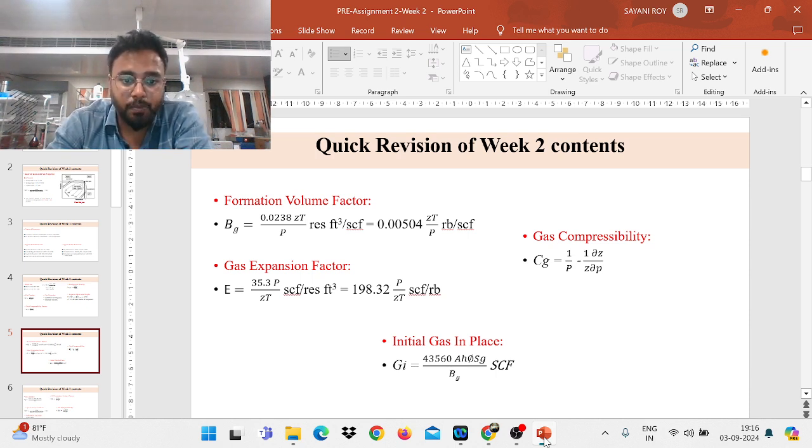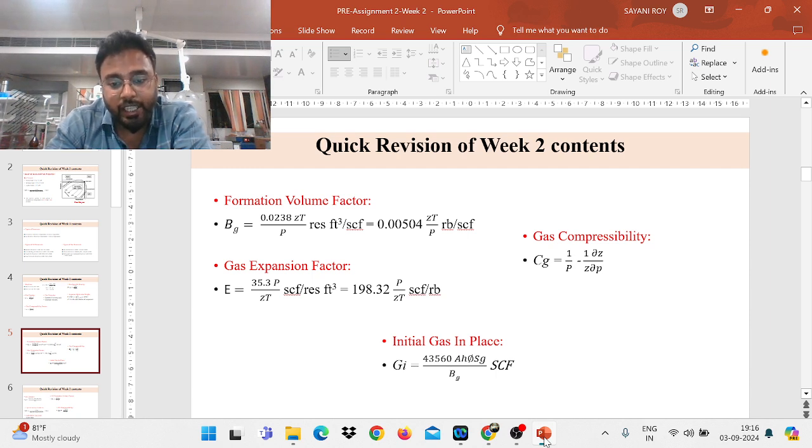Next is the gas expansion factor. It is actually the inverse of the formation volume factor, that is 1 by Bg. So the formula is 35.3 P by ZT SCF per reservoir feet cube. It can also be written as 198.32 P by ZT SCF per reservoir barrel. For gas compressibility, the formula is 1 by P minus 1 by Z del Z by del P.